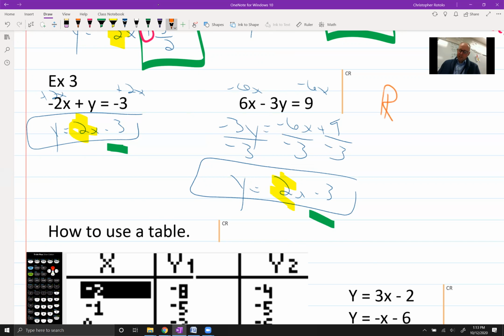Remember, this was about classifying. So what are the words we used? All real numbers means we have a solution, so it's consistent. And one line lies dependent upon the other one. So they are dependent.